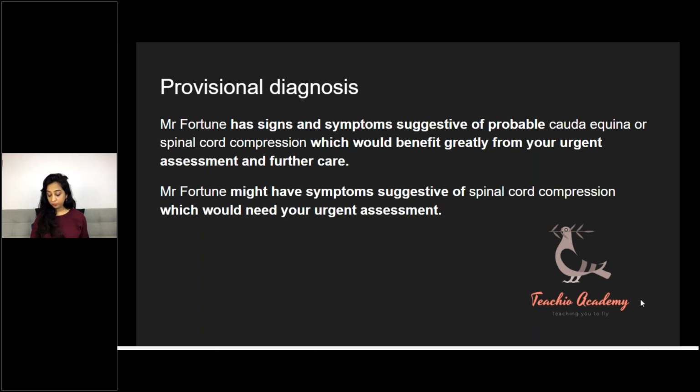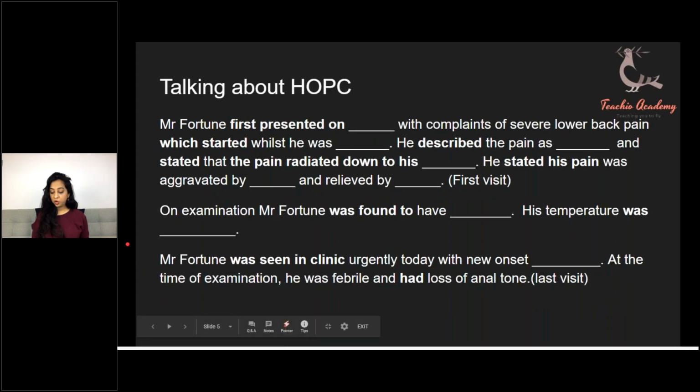So Jasimran has made a modification. He said, can we write, Mr. Fortune has signs and symptoms of probable spinal cord compression, which would benefit greatly from your evaluation and further management. That's also a very good sentence. Excellent. So that was about provisional diagnosis and how we're going to write about it.